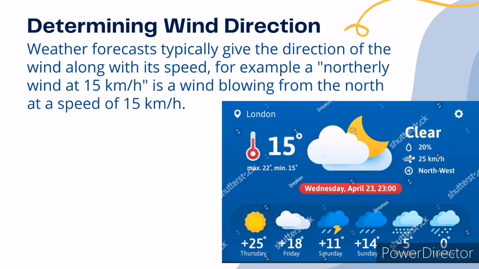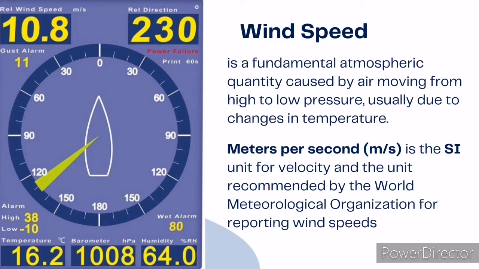Weather forecasts typically give the direction of the wind along with its speed. For example, a northerly wind at 15 km per hour is a wind blowing from the north at a speed of 15 km per hour. As we can see in the picture, this is an example of a weather forecast which can be found in our phone widget. In other words, wind speed is a fundamental atmospheric quantity caused by air moving from high to low pressure, usually due to changes in temperature.